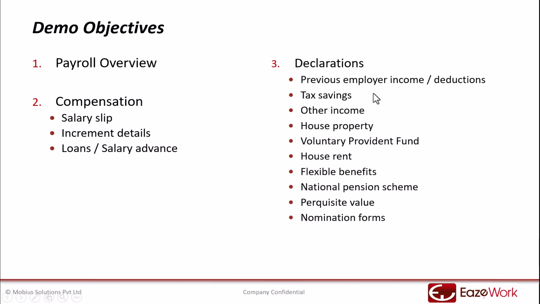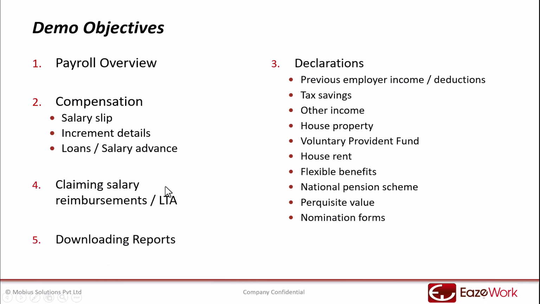As you can see, there are multiple types of declarations: previous employee, tax savings, other income, house property, VPF, house rent, flexible benefits, national pension scheme, perquisite value, and nomination forms. We'll cover all the declarations through other demos. We'll show you how to claim salary reimbursements, how to claim an LTA, and we'll talk about the report section.